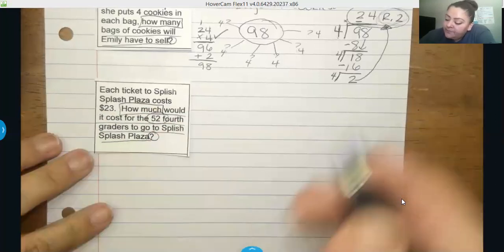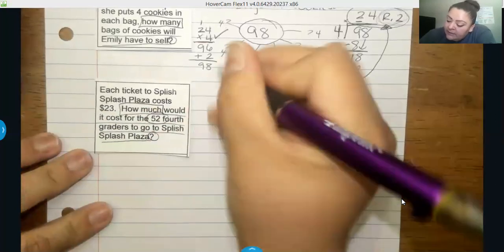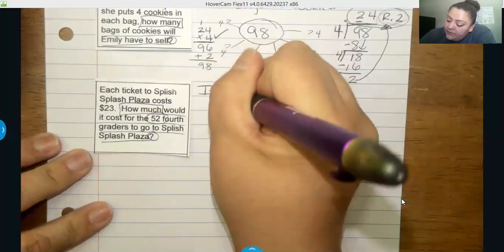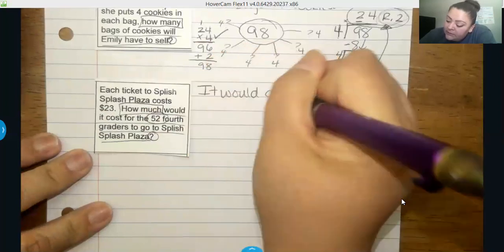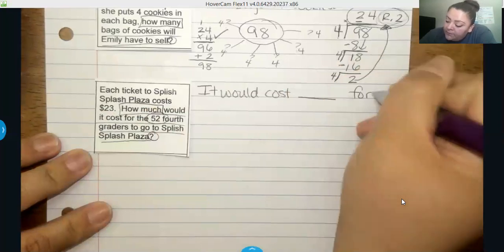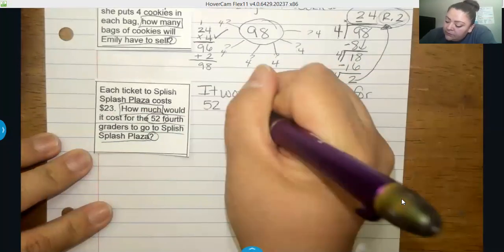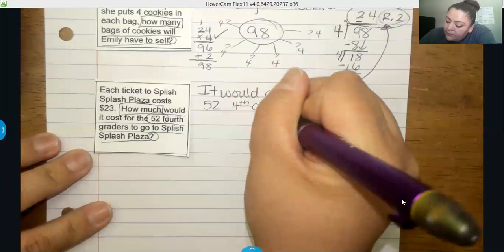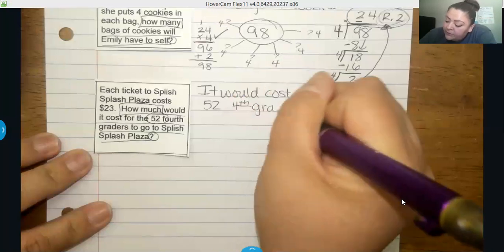So it would cost blank for 52 fourth graders. We're going to keep it a little bit short. We'll just leave it at that, okay?